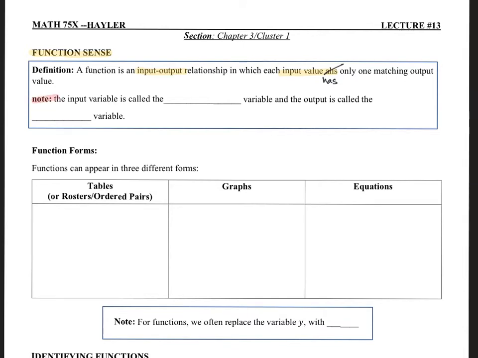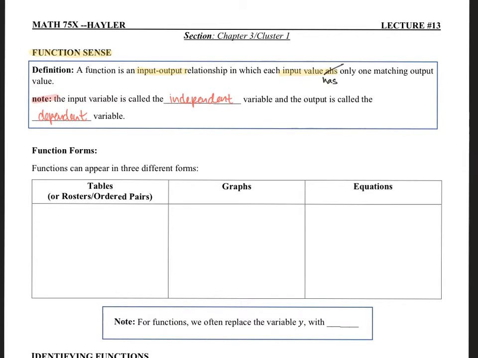The input variable is called the independent variable, and the output is called the dependent variable. That is because you need to first input the independent variable, and then you find out what the dependent variable is, or the output. So, first you put in the input, and then the output is whatever happens, which is why the output depends on the input.